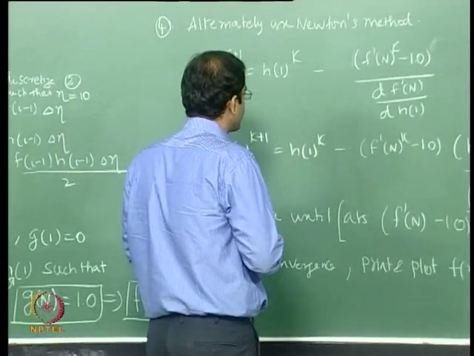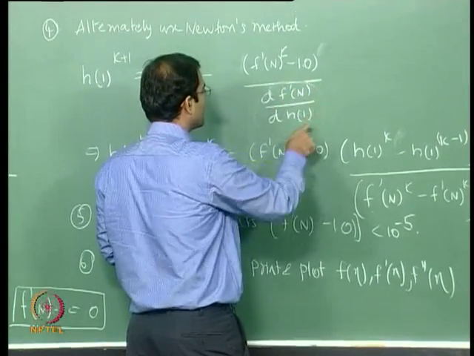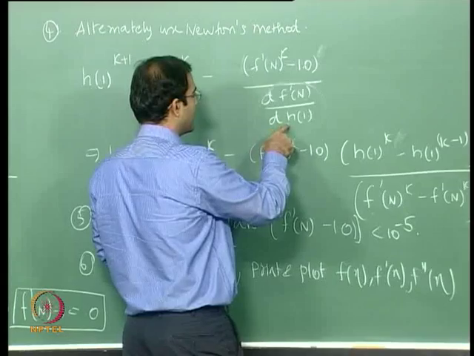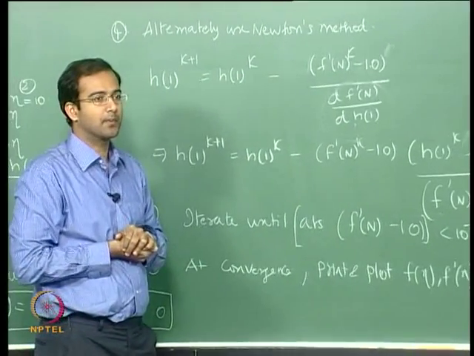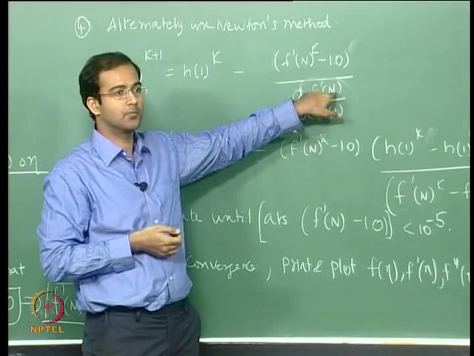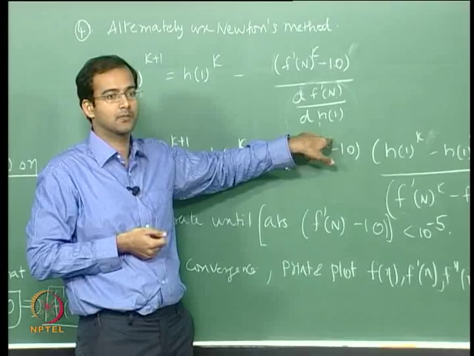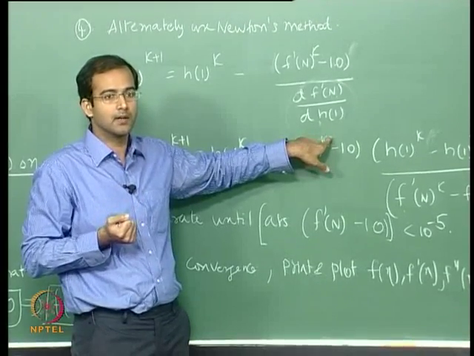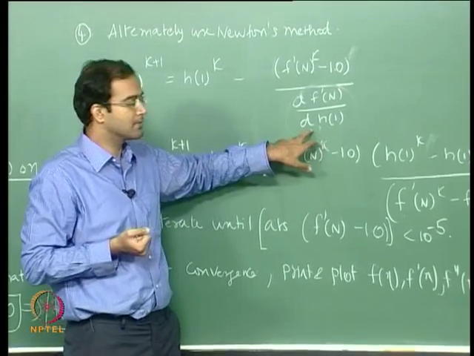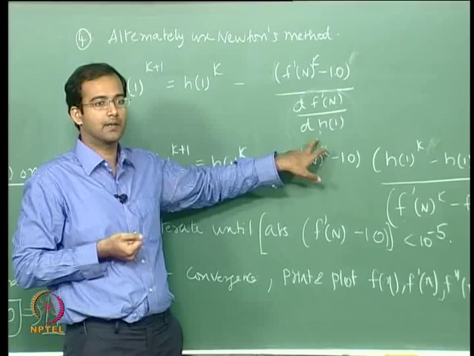Okay, so now if you rewrite this, the question is, how do we know the slope of f prime with respect to h? Here f prime is at the nth point, for different guesses of h at the first point. So how do you know the slope? Initially you don't know the slope. So what we have to do is apply a simple finite differencing scheme to calculate the derivative.